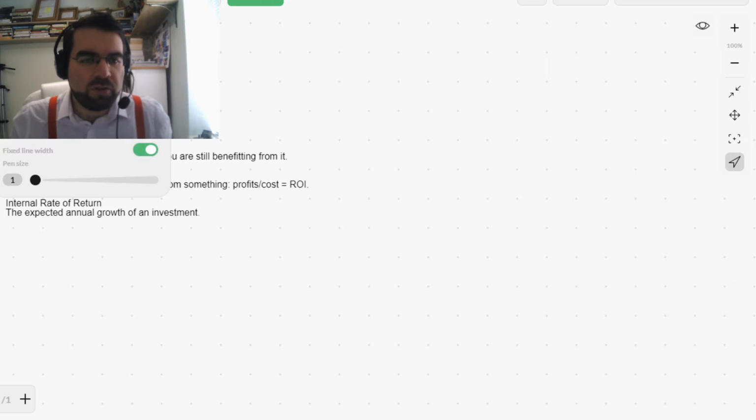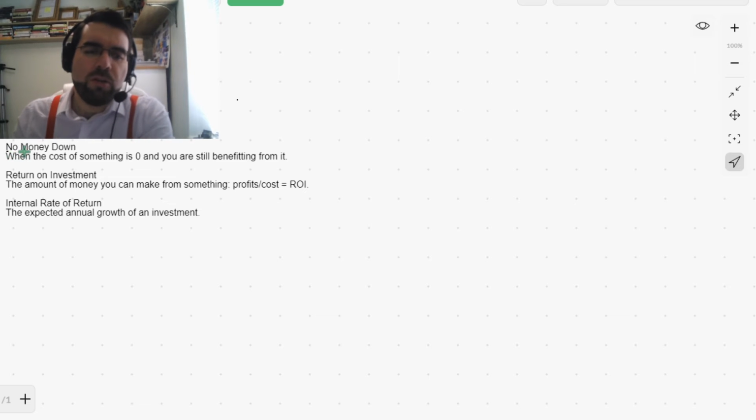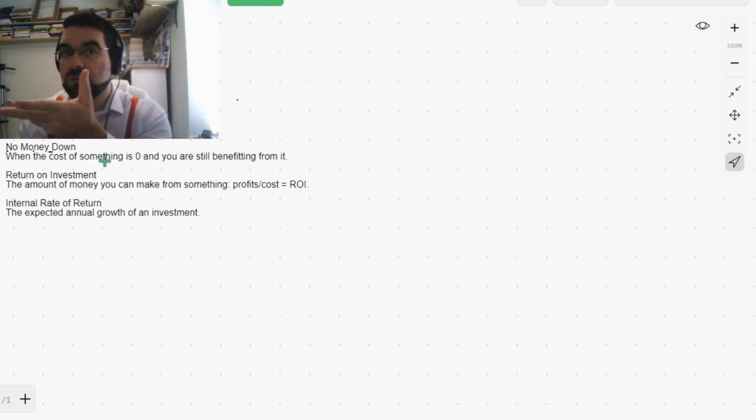Okay, Language Explorers. So this is where it gets a little interesting. No money down, okay. Return on investment, okay. Internal rate of return, okay. So it gets a tiny bit mathy now, a little bit of maths.